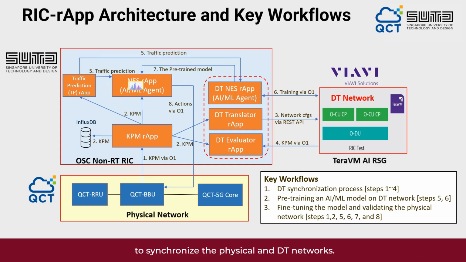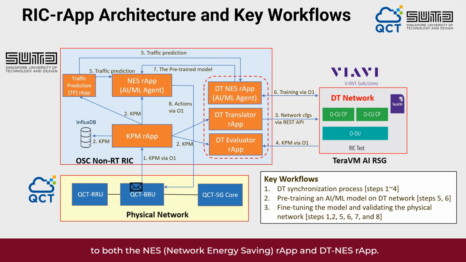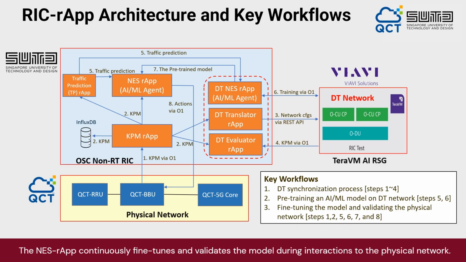DT networks. The traffic prediction rApp predicts network traffic loads and provides inputs to both the NES (network energy saving) rApp and the DTNES rApp. The DTNES rApp interacts with the DT network to pre-train a decision-making model. This pre-trained model is then deployed to the NES rApp as initial knowledge for interacting with the physical network. The NES rApp continuously fine-tunes and validates the model during interactions with the physical network.